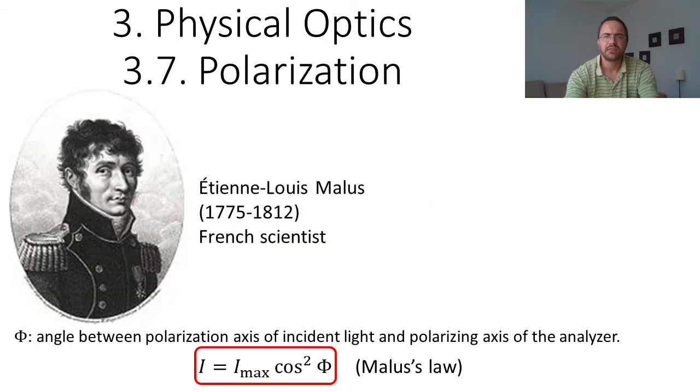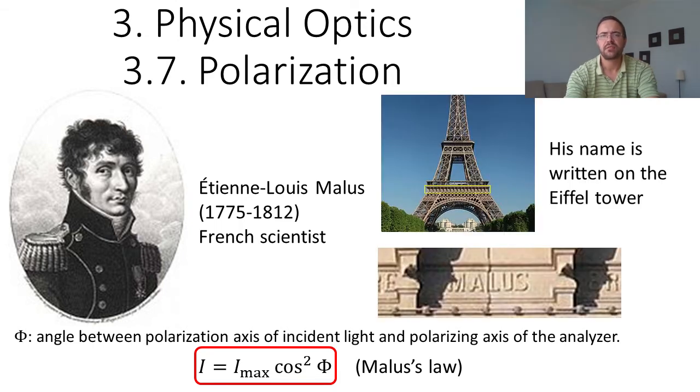In fact, Etienne Louis Malus was a French scientist who discovered this law, and his name is actually written on the Eiffel Tower. So if one day you visit the Eiffel Tower, then remember Physics 9b, Malus's law. Every year, more than 7 million people go to the Eiffel Tower, I believe, in honor of Malus's law. So that tells you how important this law is, right?